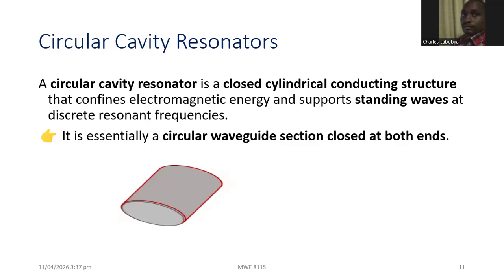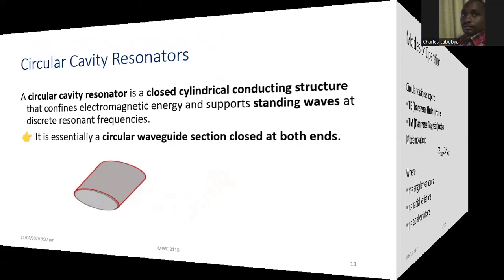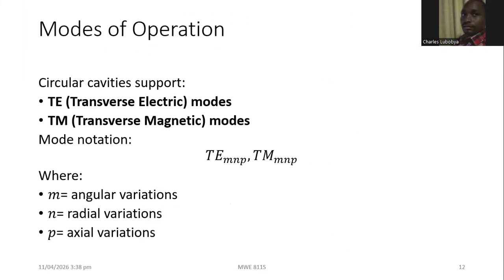And what you're going to get is basically a signal of high oscillation that can be used in many applications, either as an oscillator, or you can push it as an amplifier or filter, as the case may be. So having defined this, let's look at the modes of operation in circular cavities.